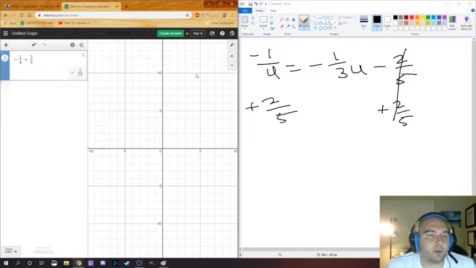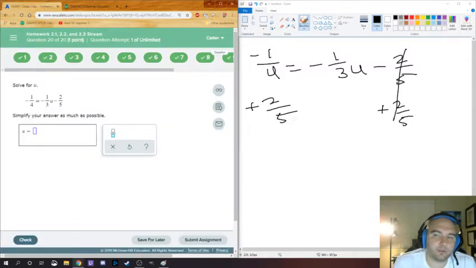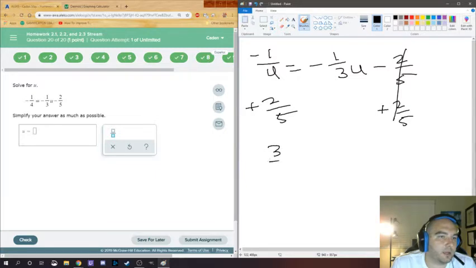I mean, that's correct. This would be negative 5/20, and this would be positive 8/20. So negative 5 plus 8 would be 3/20. But if that's something that you're like, I'm not the best at that kind of stuff, I mean, that's fine. You can use the calculator for that. So we get 3/20 equals negative 1/3 u.